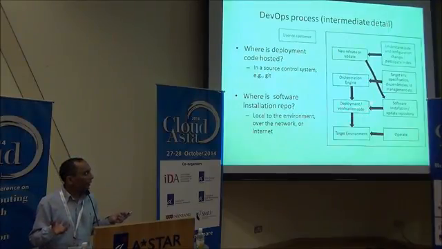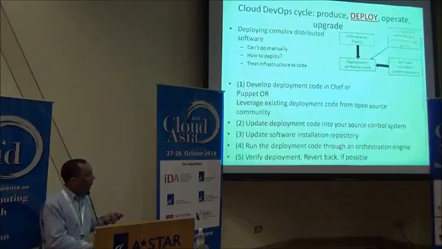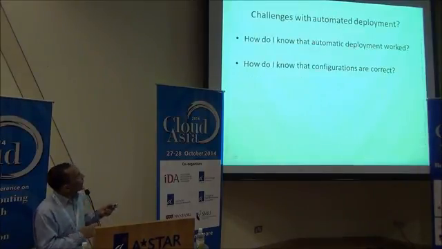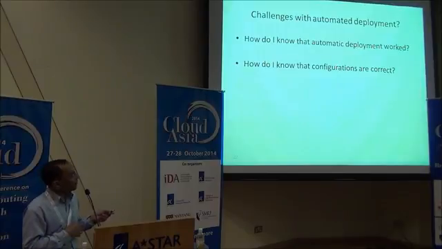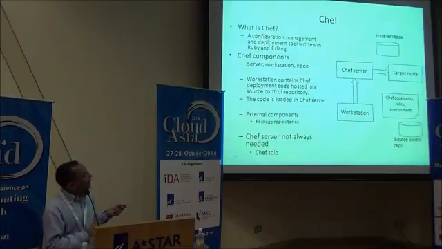So this is the part that actually can be automated using Chef. Okay? So that's basically the part. So if I had to do that, the challenge in automation is: how do I know that the automatic deployment worked? How do I know that the configurations are correct? So there are two main questions I need to know, right? So here enters Chef.